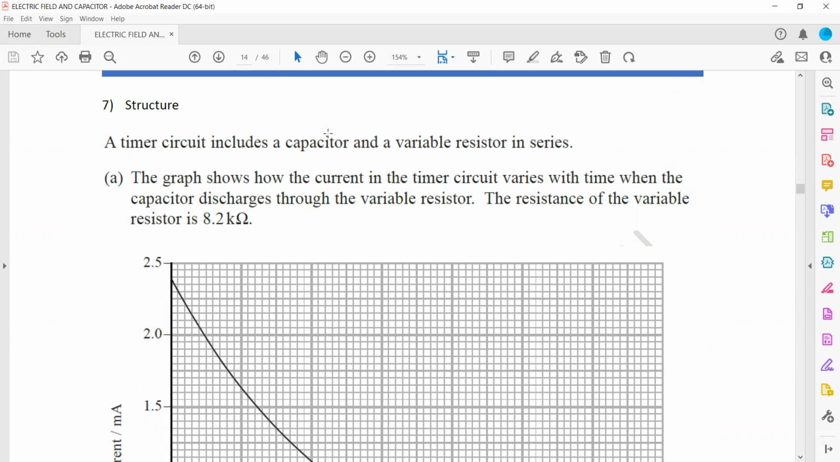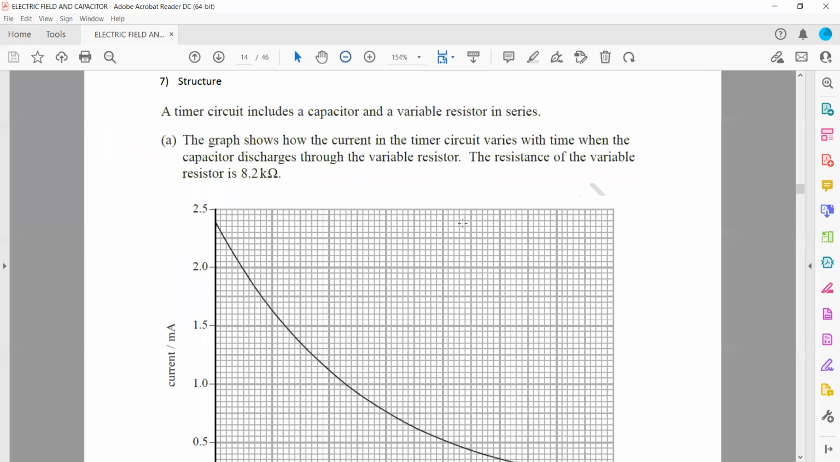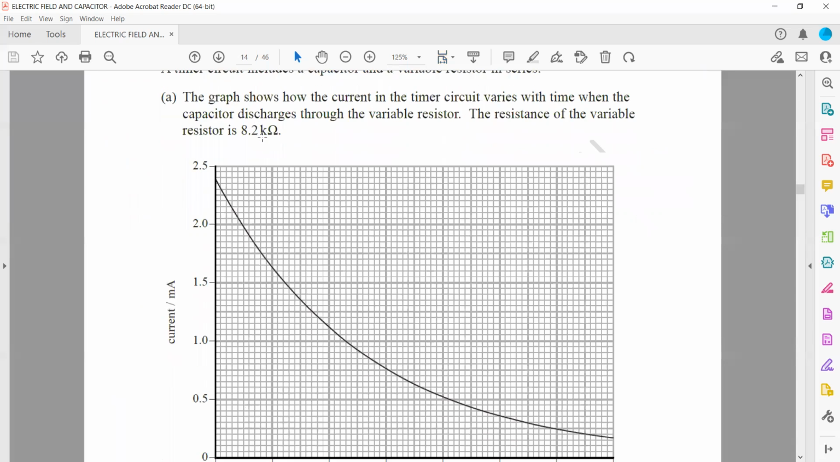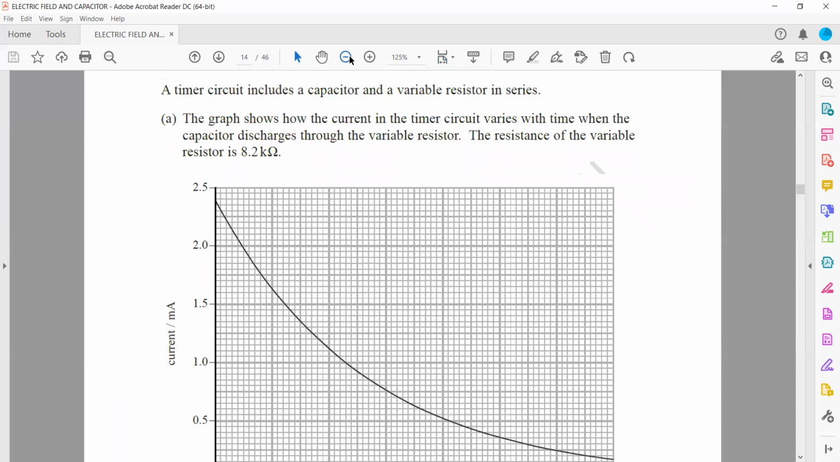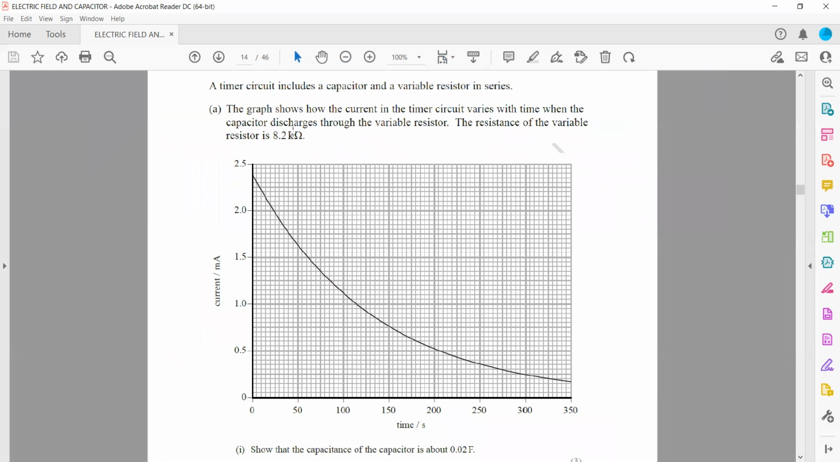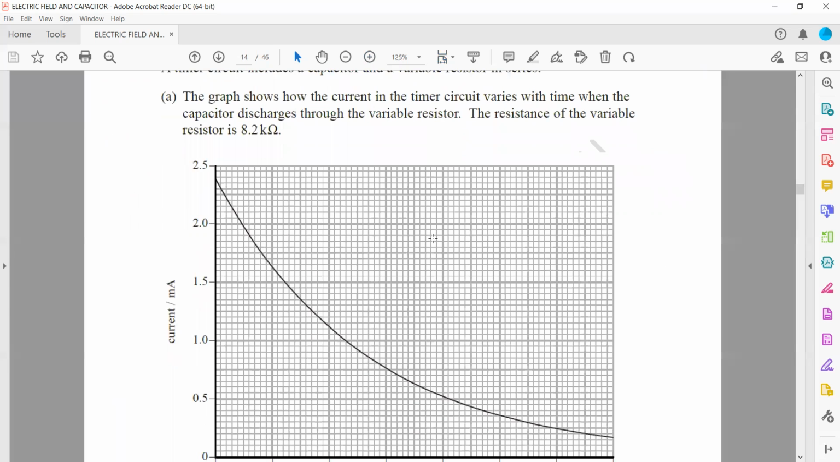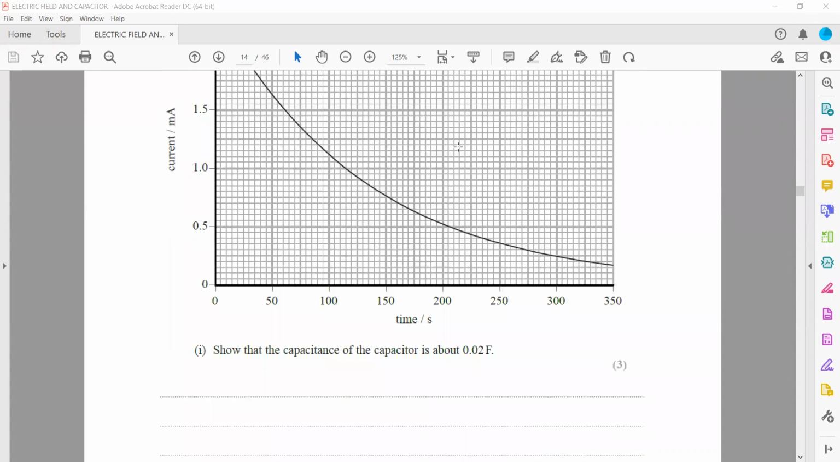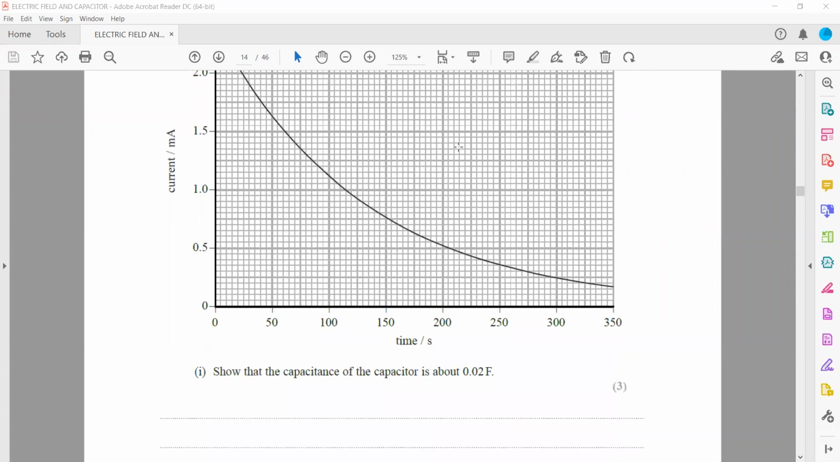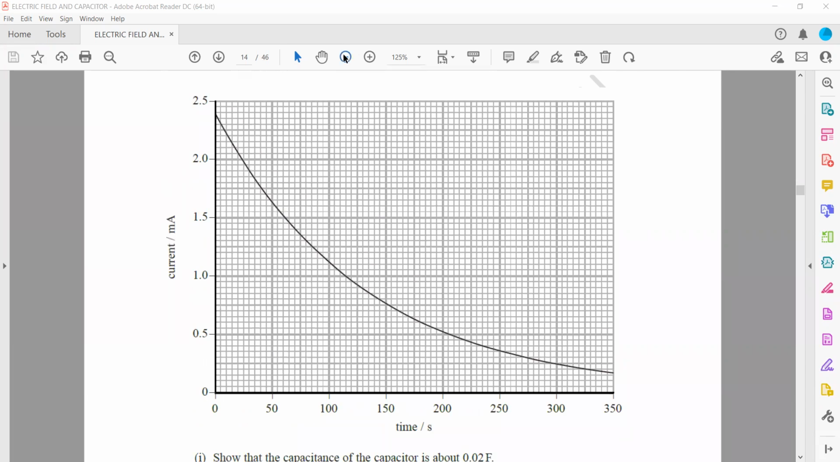Question 7. A timer circuit included a capacitor and a variable resistor in series. So there is a capacitor and a variable resistor, both connected in series. The graph shows how the current in the timer circuit varies with time when the capacitor discharges. So this is discharging. The current is shown through a variable resistor, which has a resistance of 8.2 kilo ohm, or we can also say 8,200 ohms. Show that the capacitance of the capacitor is about 0.2 microfarad.